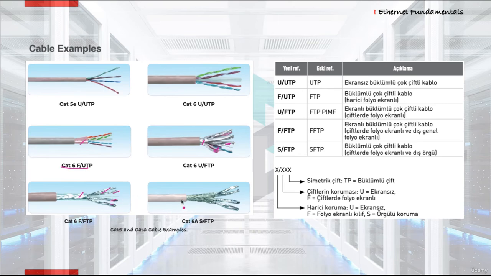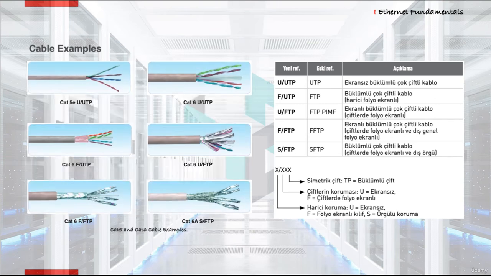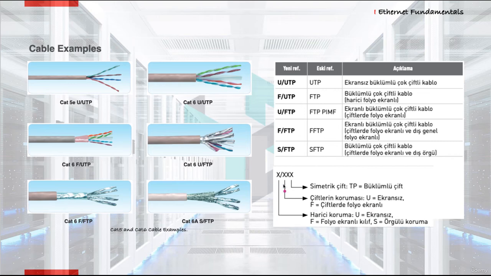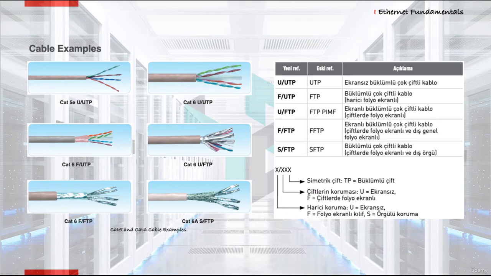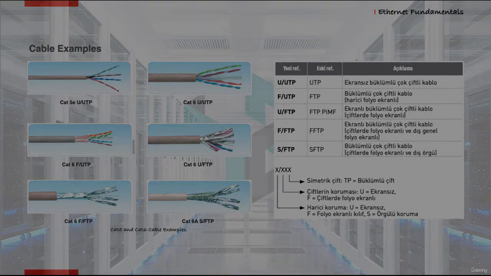There is also Cat6 S/FTP, this cable is also armored. If you have mice in your building, you can use this cable against gnawing. But these cables are not preferred much because they are a little expensive. The most preferred cable today is Cat6 U/UTP. Here you can also see the codes of the cables, where the first X indicates the external protection, the next X indicates the protection of the pairs, the next X is the symmetrical pair. Our cables are like this in a nutshell.